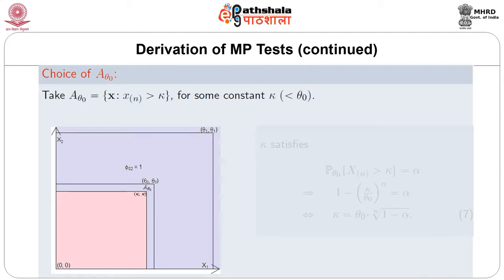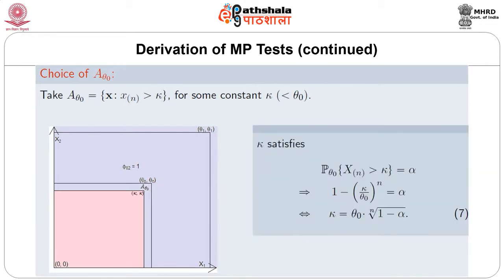Now, if we select the region like this, A theta naught is the set of x for which maximum of x1, x2, xn is greater than some k, for some constant k which is less than theta naught. So, how can you find k? Choose k such that the size of the test is alpha.